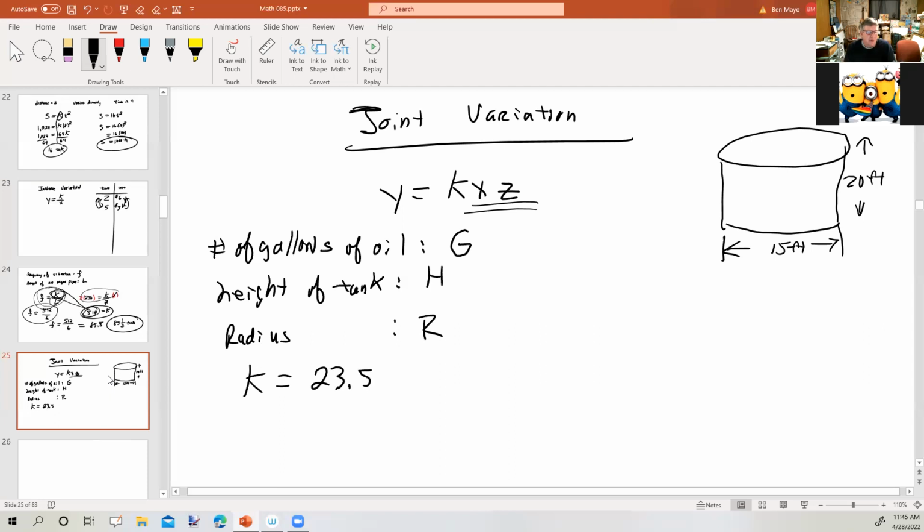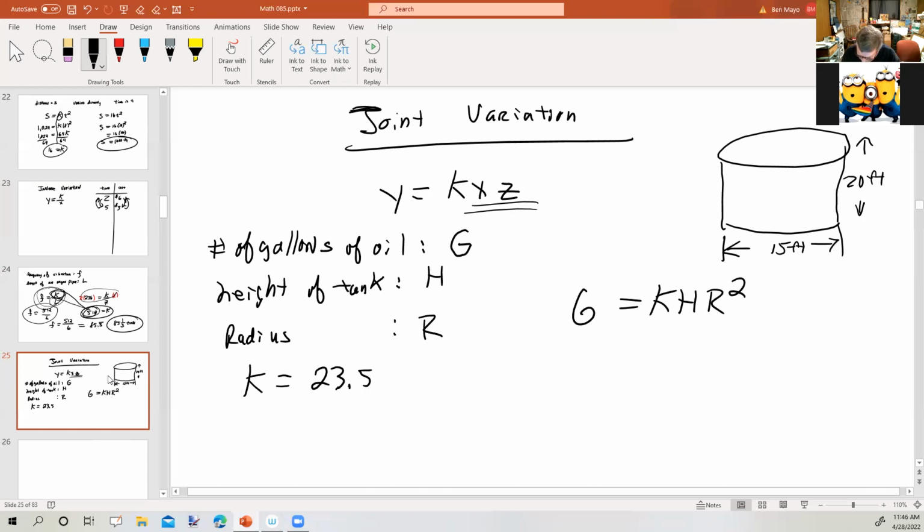So sometimes they don't even mention it. Sometimes they mention it and in fact give you its actual value. But let's write the formula. All right. The number of gallons, so that's G, varies jointly. So we've got K as the height times H and the square of the radius, R squared. So G equals K H R squared. So far, so good?